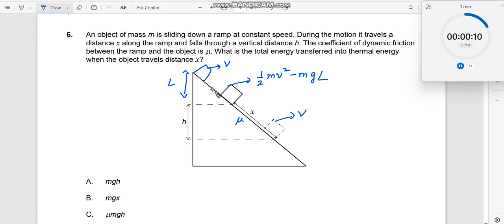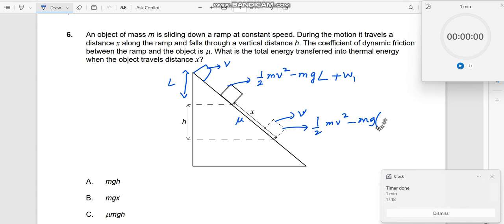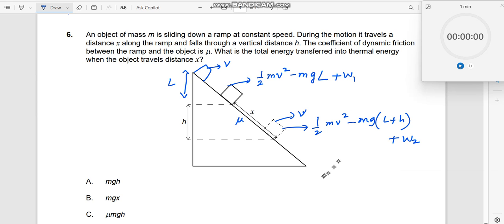Okay, and then some work has been done against friction, so I'll write W1 over here. Now if you write the equations here, the equations here will be once again half mv square minus mg into, now what is this now? This should be L plus h, and then there's a work done by it which is W2 over here. Okay, I do not know what's the value of W1, W2. Of course you can write it down, but I'm not writing so much.